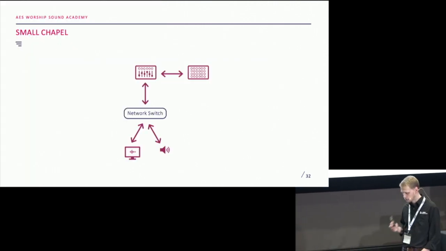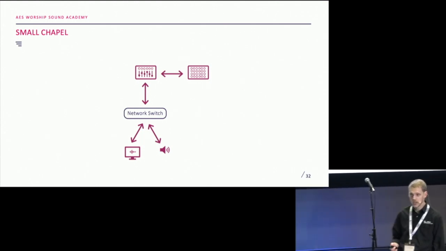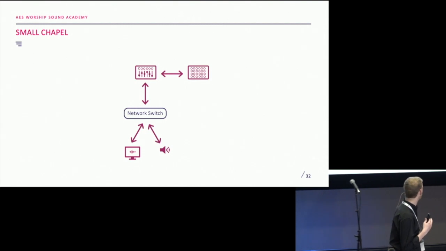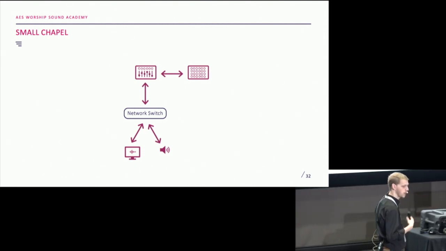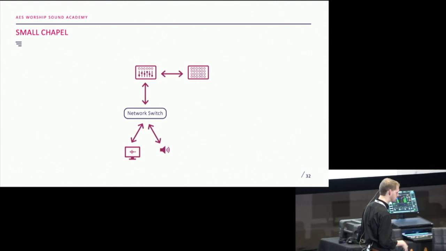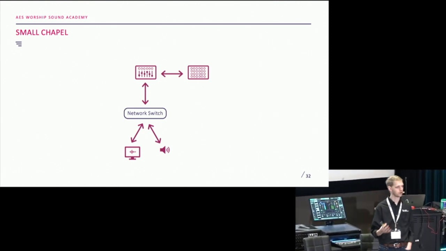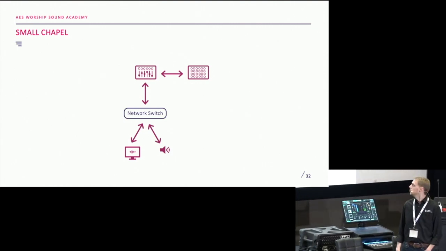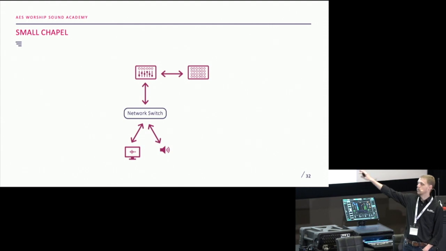Let's think about like a small chapel, okay? We've got a front of house console. We may have some inputs on stage. And then we have perhaps a computer that is controlling the network, maybe even recording services. And then we have our Dante or our AVB loudspeaker amplifiers. So it's a really simple system. We really only need maybe one switch, right?